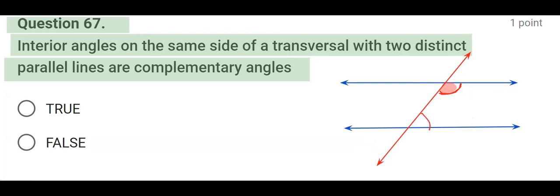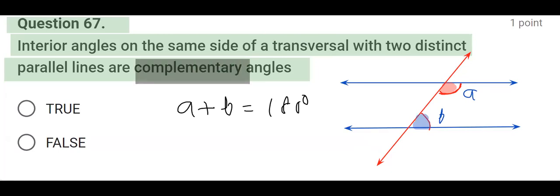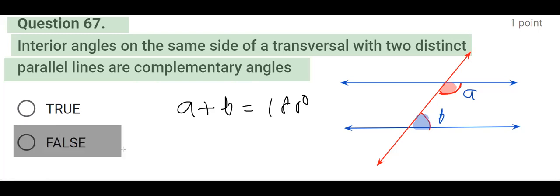Say, for example, if I name these two angles as angle A and angle B, you should know that the sum of these two angles, that is co-interior angles on the same side, is equal to 180 degrees. So they are not complementary. In fact, they are supplementary. So this is a false statement.